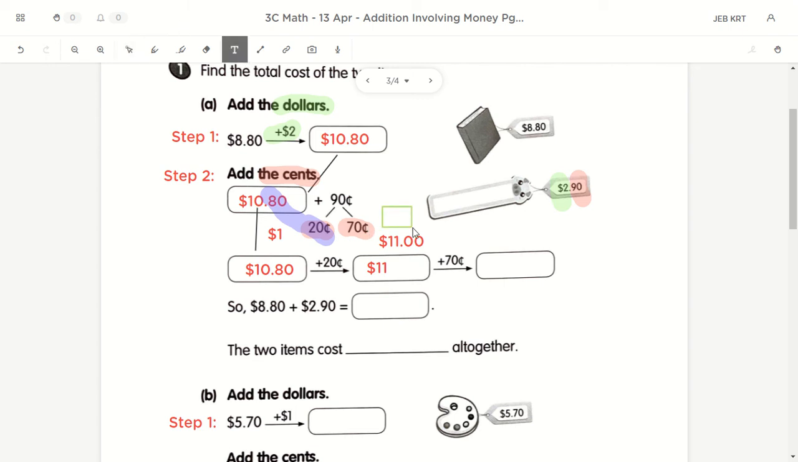Just make sure I write it down so you know what I'm talking about. So this is actually wrong. If you write 11.0, it's actually wrong. Right, so with that, let's go on. So you add 20 cents, we give you the whole dollar. There's no cents involved. After that, $11 plus 70 cents is quite straightforward. $11.70. And that is your answer.